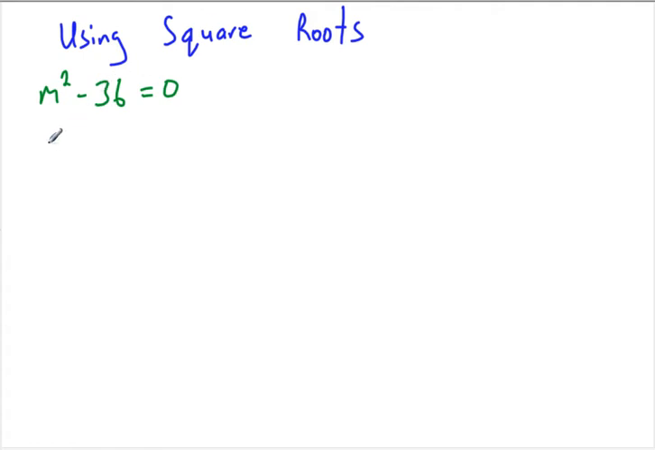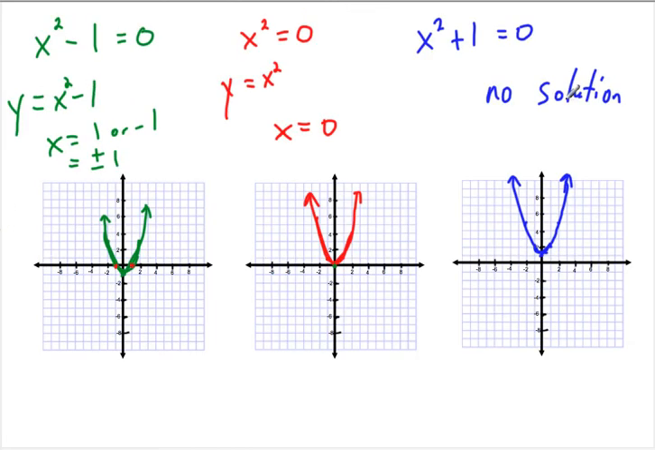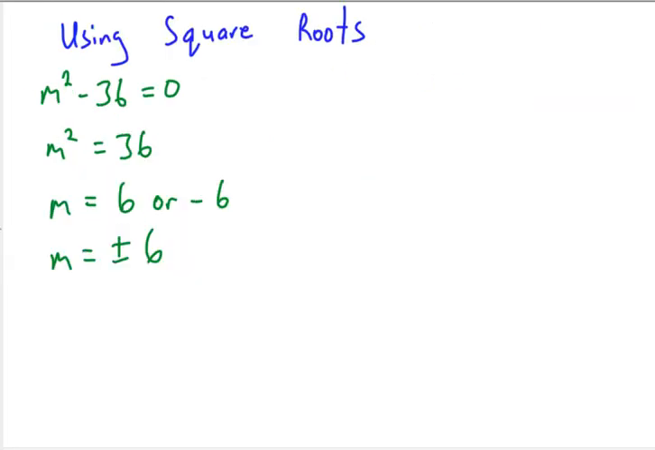So if I were to isolate this square value, add 36 to both sides, I would get m squared equals 36. And then you know that m could equal 6, because 6 times 6 is 36. It could also equal negative 6, because negative 6 times negative 6 is 36. So what we say is plus or minus 6. Incidentally, that's why this last one has no solution, because x squared would have to equal negative 1. Well, no number times itself could ever equal a negative number, so that's why this has no solution.